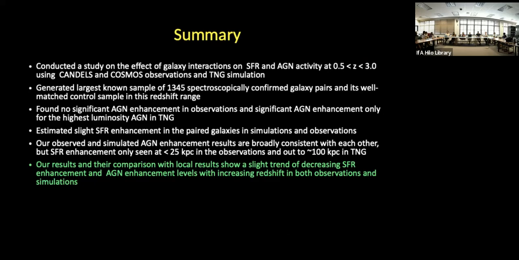So just to summarize, the main point is that as you go from lower redshift to high redshift, the enhancement levels, so basically the boosting that you get from interactions and mergers, are lower and lower. And at the highest redshift, we don't see any enhancements due to interactions and mergers.